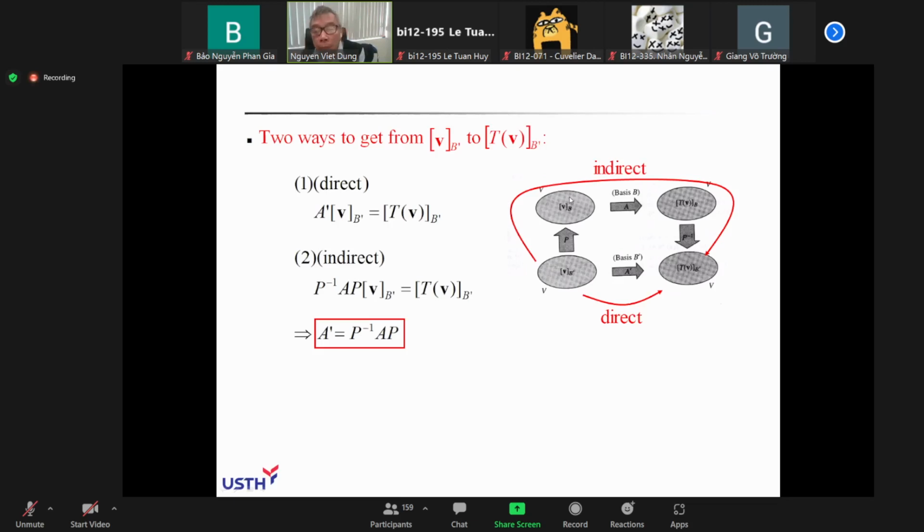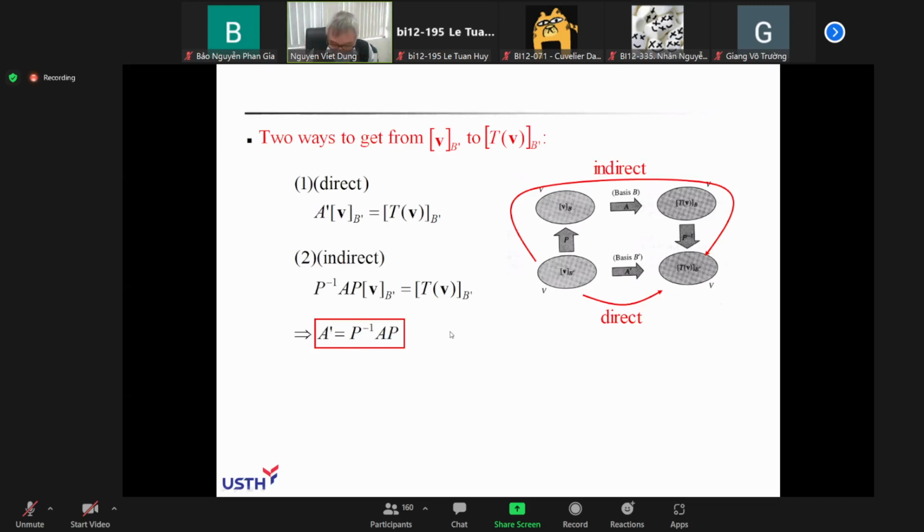And then we use the transformation T, we send it into T of V. Here we have the coordinate column of TV relative to the basis B. And then once again, we change from the coordinate column of TV relative to B back to the coordinate column of TV relative to the basis B prime. So that is the indirect way. And both sides give the same result here. That is why we get A prime equals P inverse A P.